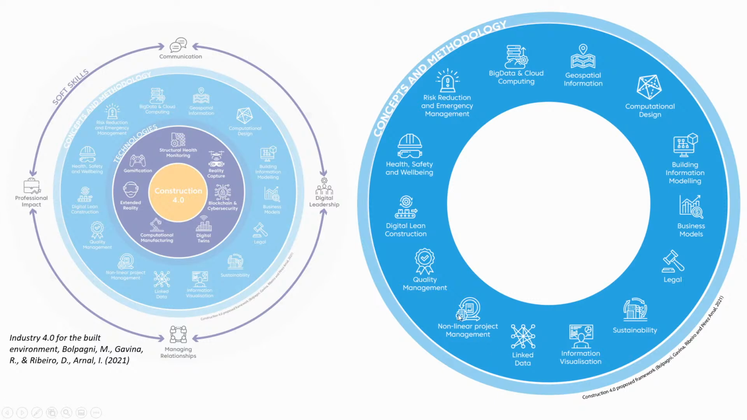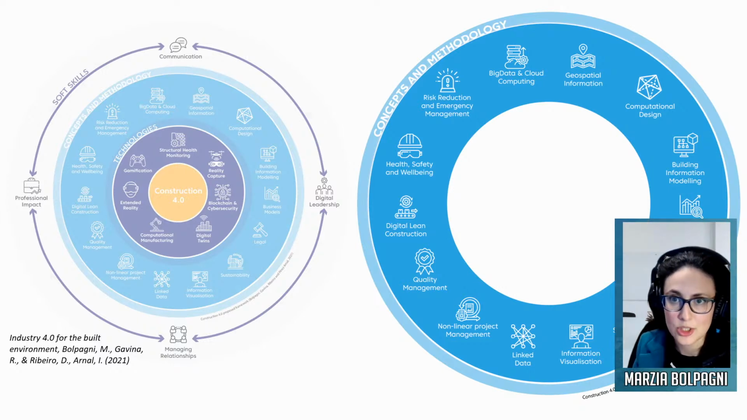Linked data, all the agile methodology, so how we can work in an agile way. This chapter is also really interesting, on how we can link BIM with agile, for example. Quality management, of course, lean construction, health and safety, risk and emergency, and big data and cloud computing. So there is a chapter for all of those topics regarding construction.